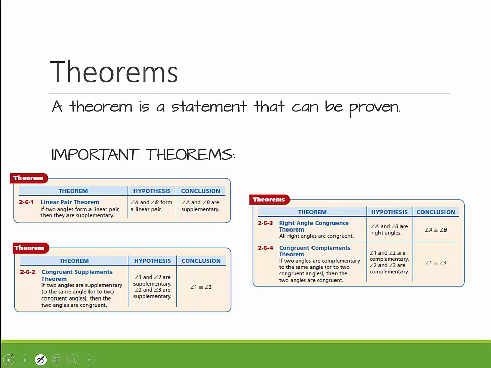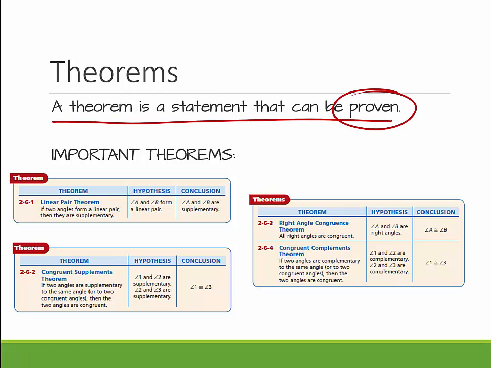The right angle congruence theorem says all right angles are exactly the same. They're all congruent. And the congruent complements theorem is kind of like the congruent supplements theorem, except both of them would be 45 degrees. So we will talk about these and we will actually prove them, because it's something that can be proven, over the course of the next couple days.